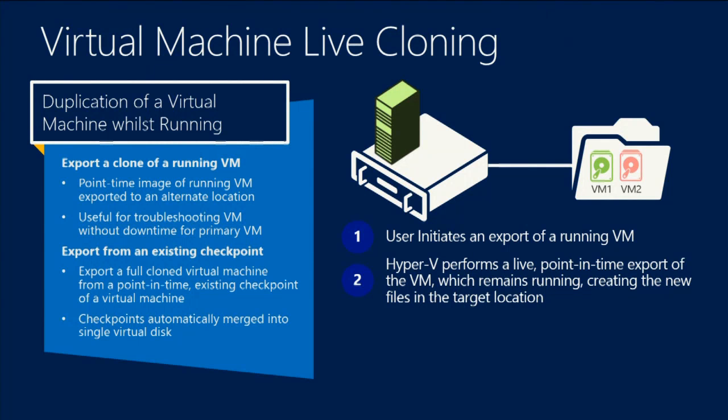Not only can I do a live export from a running VM with just a single virtual disk, but I can also do a live export from a virtual machine that's got snapshots. So if you've got a chain of snapshots for this VM and you think, I would like to live export from last Tuesday's snapshot, I can do that. And it will create a fully fledged virtual machine from one of the existing snapshots. And you could give that to your dev team and they could work on it, for instance.